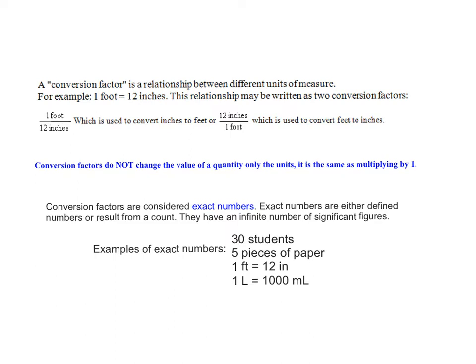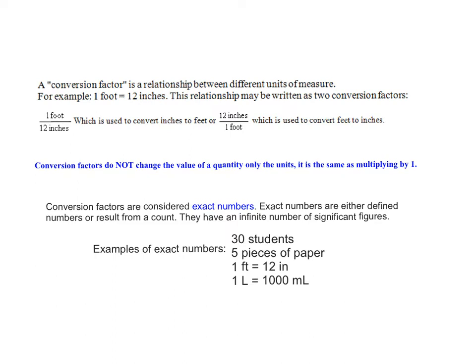Any conversion factor that we're going to be using in this class can be considered an exact number. What is an exact number? It's basically exactly what it sounds like. It is a number that either is very clearly defined and accepted, or it results from a count, and you have a very exact count. For example, if there were 30 students sitting in my room, and I counted all of you, that's an exact number. There's not 30.2 students, there's exactly 30. If I had a stack of 5 pieces of paper and counted 1, 2, 3, 4, 5, there are no small torn pieces. There's exactly 5 pieces of paper on my desk. It is an exact number, therefore it has an infinite number of sig figs.